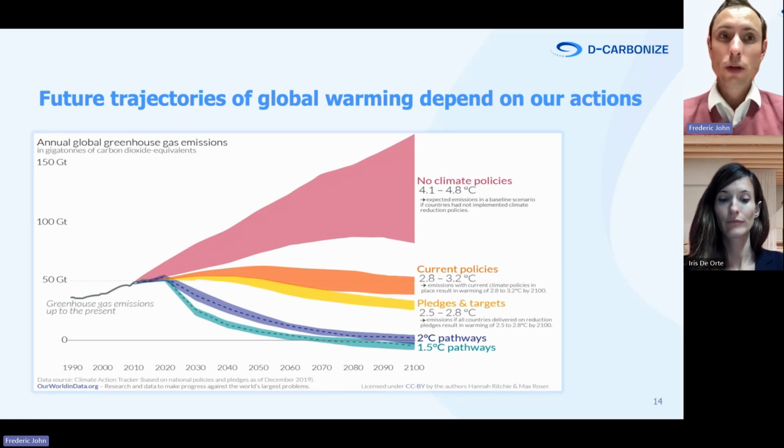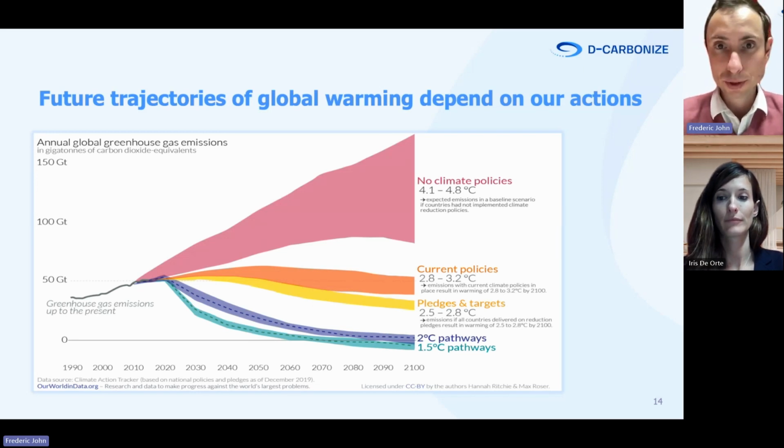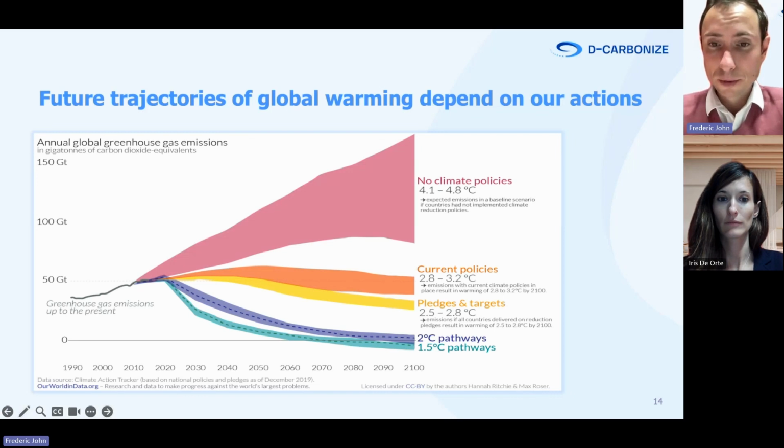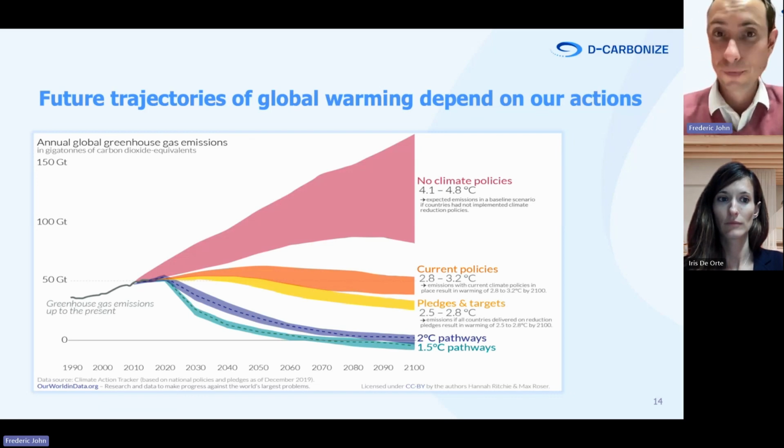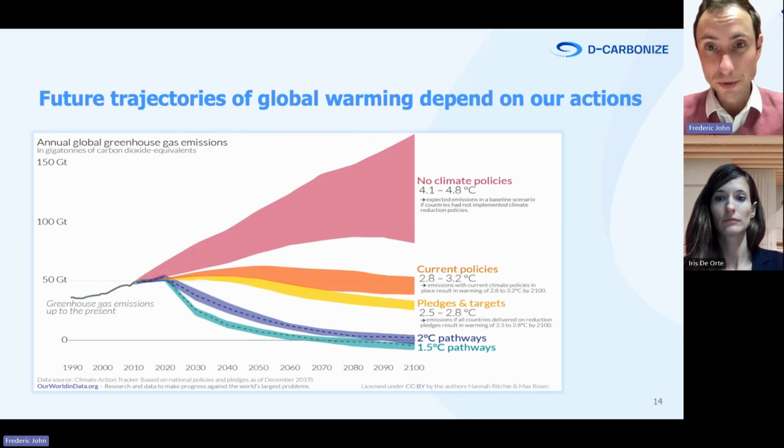It depends on how ambitious we are with our policies and how active we are with the actions that we implement to reduce our carbon footprint, professionally but also in our private life. So let's review this graph here. If we do nothing, let's say there's nothing in place, we could go up to plus 5 degrees of global warming, which may or may not be a lot. We'll see about that in a moment.